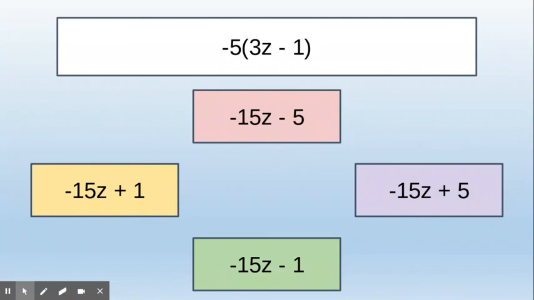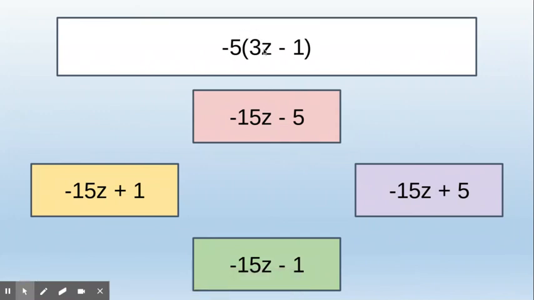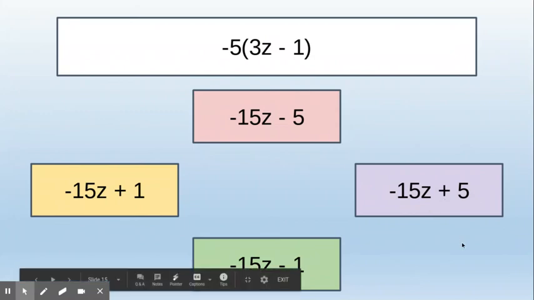The correct answer, and I'm sure this time, is -15z plus 5. When you go to distribute, you're multiplying the -5 times 3z. That gives you -15z. And then -5 times -1. Negative times negative gives you that positive, and 5 times 1 gives you 5. 3, 2, 1.